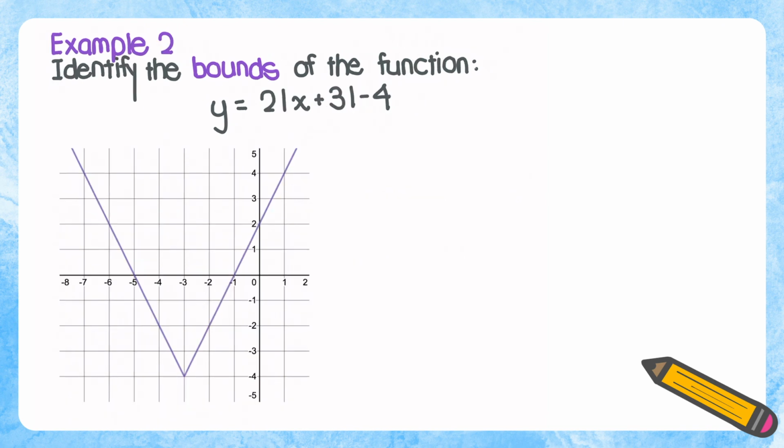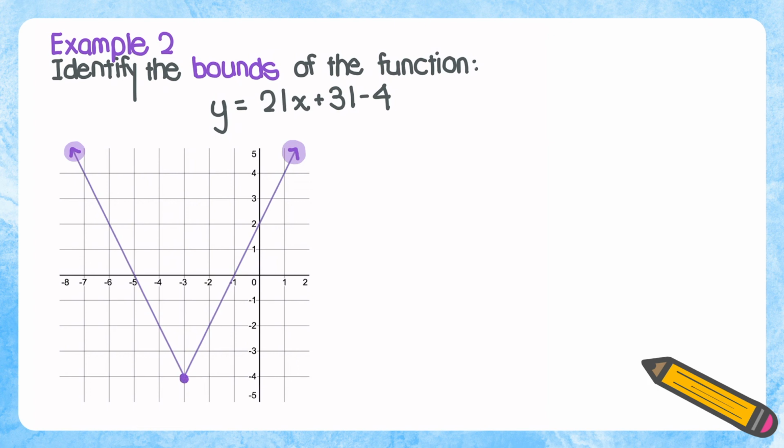So let's do one more example together. We're going to identify the bounds of the function y equals 2 times the absolute value of (x plus 3) minus 4. This one too, even if you didn't have Desmos or a graphing calculator, you can probably sketch it out. But anyway, here's the graph. Do you notice any lower or upper bounds for this function? Well, this function keeps going up and up forever, all the way to positive infinity, so there's no upper bound.